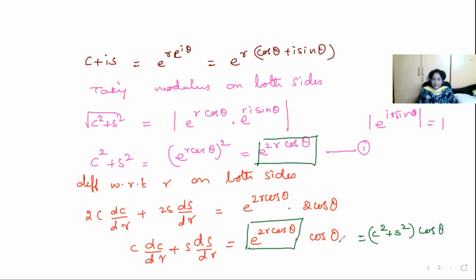So this is how the application of e power i theta is used in constructing such good questions. I hope the explanation is clear to you. Let's see one more example which is based on the same concept.